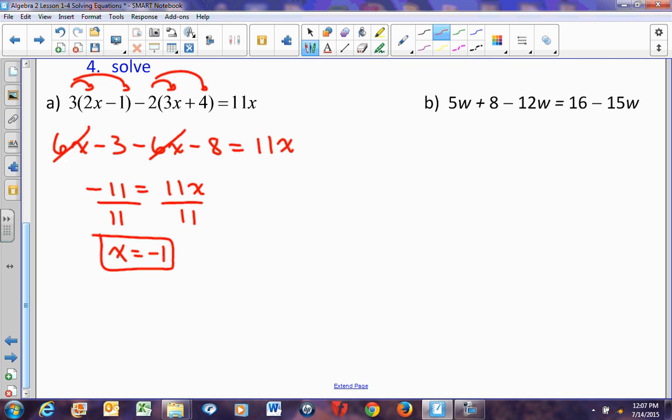Letter B here, there's nothing to distribute, but I can simplify. Let's remember, the equation is divided by the equal sign, so left-hand side versus right-hand side. On the left-hand side, I have a 5w and a negative 12w. So negative 12 plus 5 is negative 7w. Now I have negative 7w plus 8 equals 16 minus 15w.